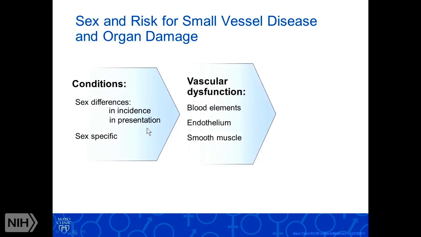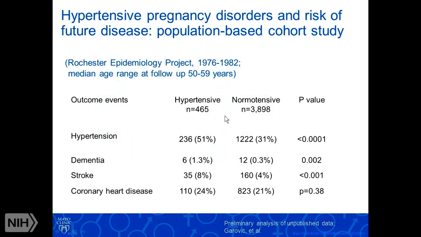If these sex-specific conditions influence the vasculature, the blood elements, the endothelium, the smooth muscle cells, and the parasites, which were mentioned in the previous talk, then how do they affect organ damage in the heart, brain, and kidney by changing blood flow, altering structure and function across the lifespan? To give an example of how this might play out, let's look at the sex-specific condition preeclampsia in women.